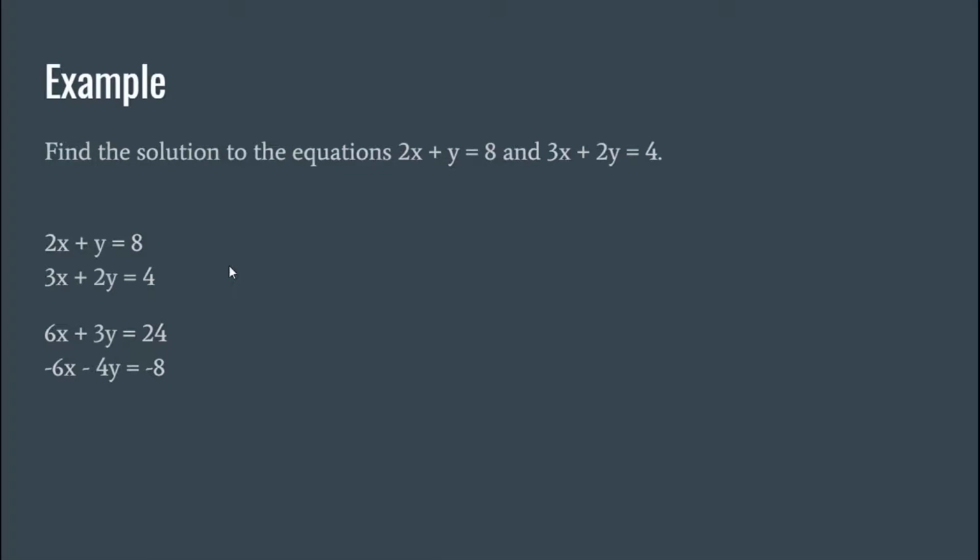So again, here we're going to add straight up and down. The 6x's will cancel out because they have opposite signs. 3y minus 4y gives me a negative 1y. 24 minus 8 gives me 16. And if I solve for y by dividing by negative 1 to both sides, I get that.